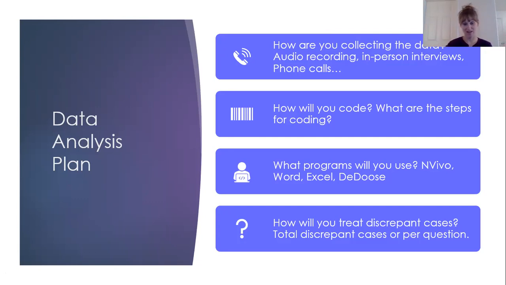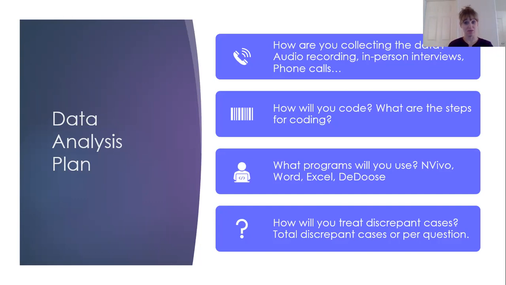How are you going to code the data for qualitative studies? What are the steps for coding? Go through A to Z. How are you going to collect it? Where are you going to put it? How are you going to move from codes to categories to themes? Are you going to be using thematic analysis or aggregate analysis? Are you using a program? Are you using NVivo, Word, Excel, Dedoose? There are so many programs that can help you with your data. Do you want to use one? Do you not want to use one? That's something to think about along the way.